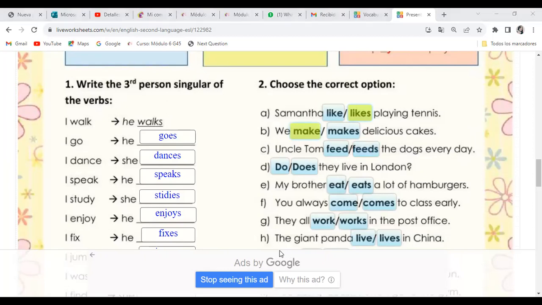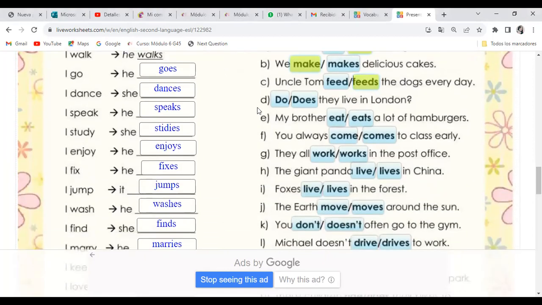Yes, Carolina, very good. Feeds, porque estoy hablando del tío Tom, ¿ok? Uncle Tom feeds, very good. And now, guys, we have a question in present simple. Remember that for yes, no questions in present simple, we can use auxiliaries like do or does.